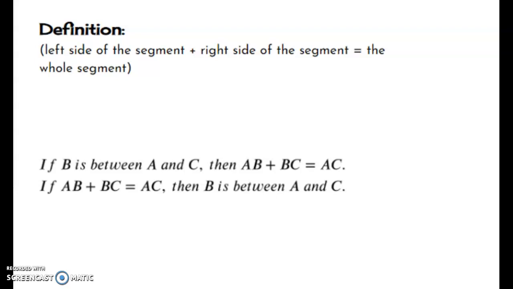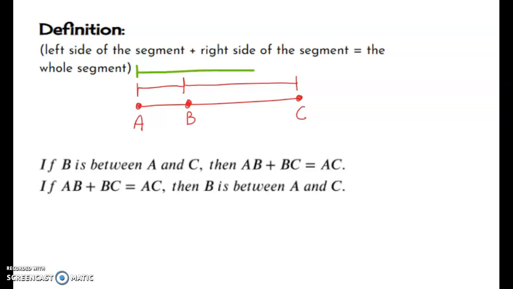It says if B is between A and C. So let's go ahead and put a segment here. Doesn't really matter what length, but let's put A and C. Now it says B is between. I would suggest not putting it halfway, because you don't want to think it always has to be directly in the middle, because it doesn't. It can be closer to A or closer to C. So B is between A and C, so therefore AB, this segment, plus BC, this segment, equals the whole thing. So it equals AC. That's essentially what it's saying.